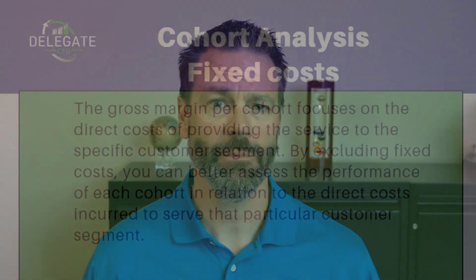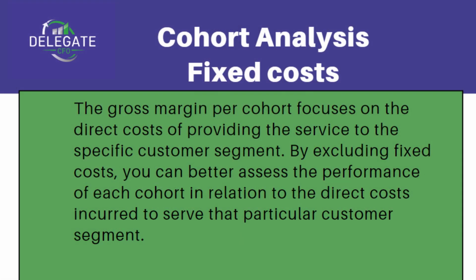Now, this is important to note because when you go through the calculation, the gross margin per cohort focuses on the costs directly associated with providing the service to that specific customer segment. This allows you to understand the profitability of each cohort and then make informed decisions about resource allocations and maybe even pricing strategies. By excluding those fixed costs, you can better assess the performance of each cohort in relation to the direct costs incurred, again, to serve that particular customer segment.